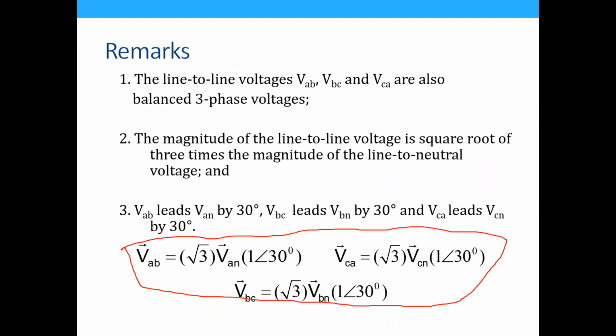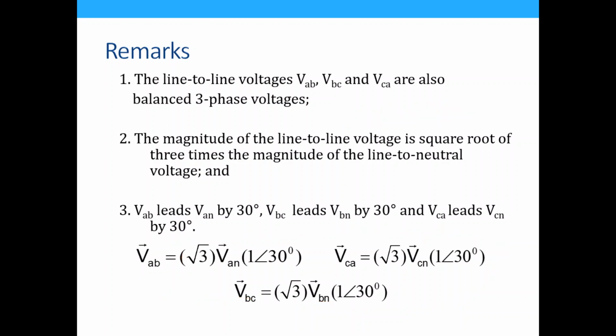The line-to-line voltages lead the phase voltages by 30 degrees, and it's larger by a factor of square root of 3. You can try to verify that by adding one angle 0 degrees and one angle negative 120 degrees, and you will see that the answer will be square root of 3 angle 30 degrees.